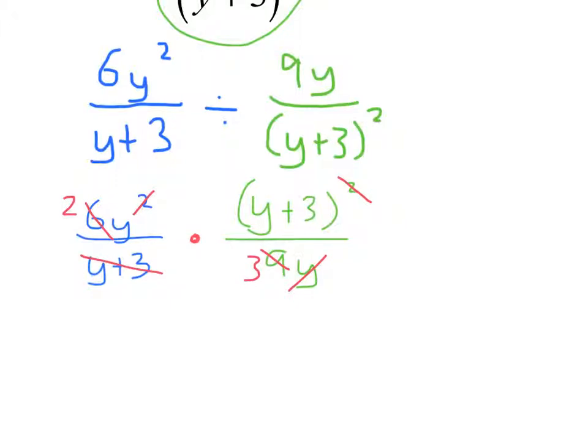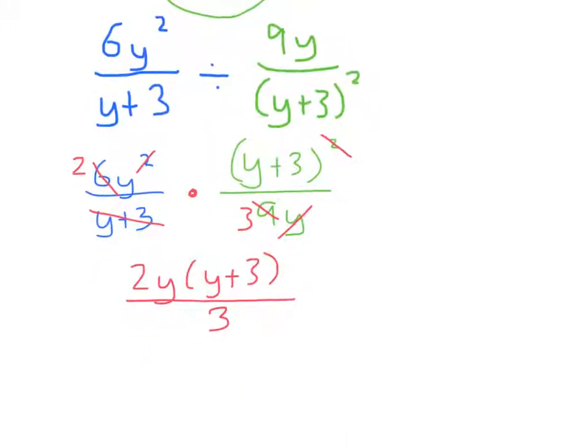And so now let's see what's left. In the numerator, I'm left with a 2y times y plus 3. And in the denominator, I'm left with only a 3. I do not need to reduce any further. Not only do I not need to, I can't. These 3's do not reduce because of that plus right there.